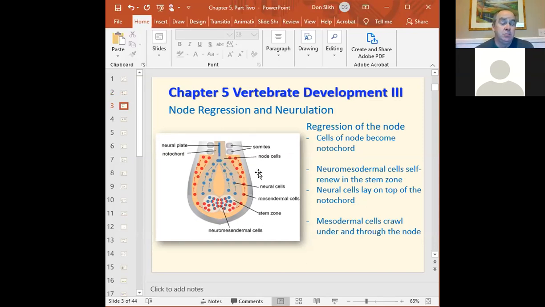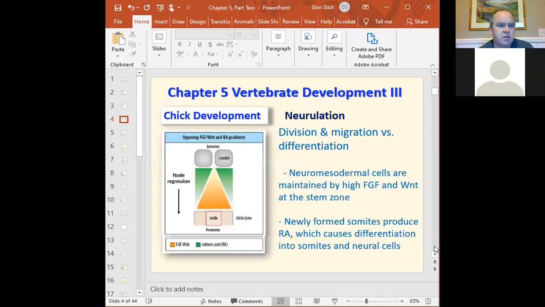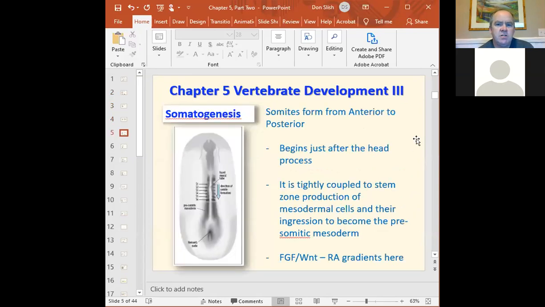That's the pre-mesodermal... Oh God, I can't remember the name of it now. That's okay. I'll make up a word later if I can't think of it.